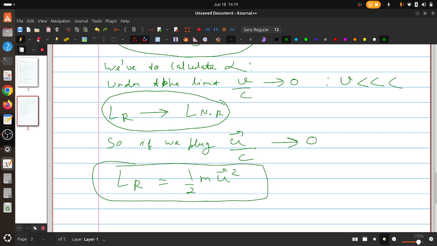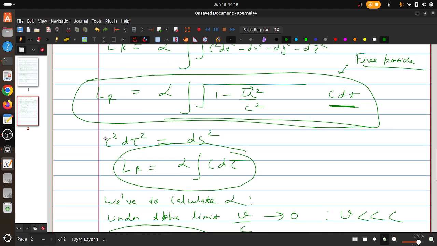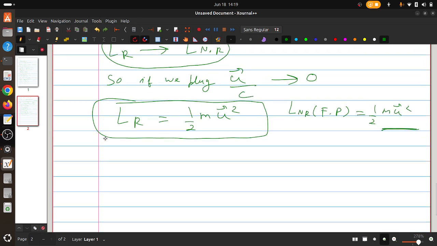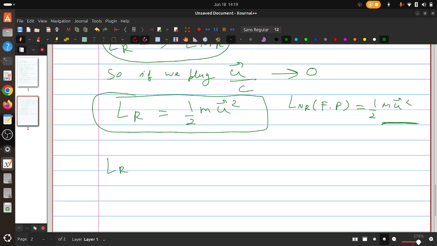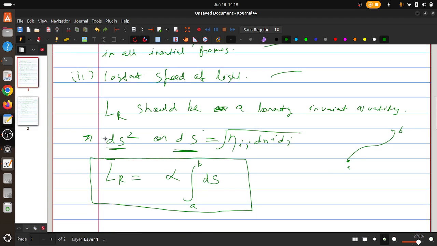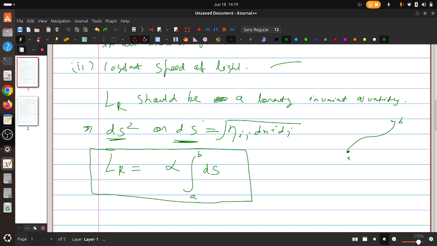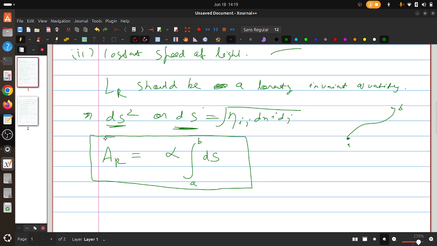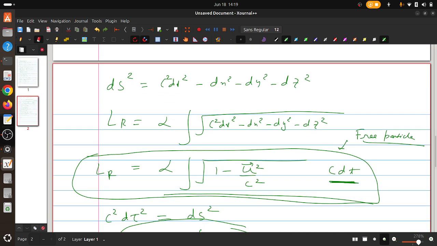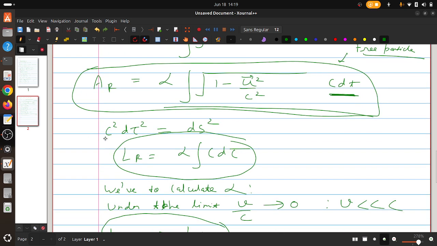Because for a free particle, the non-relativistic Lagrangian is simply the kinetic energy, which is just this thing, right? Okay, so from the above equation, one mistake that I've made all this time is that I've used this thing as the relativistic Lagrangian. I'm so sorry. It is the relativistic action, and not the Lagrangian actually. So I have to write action everywhere. The Lagrangian is what is inside the integral, right?